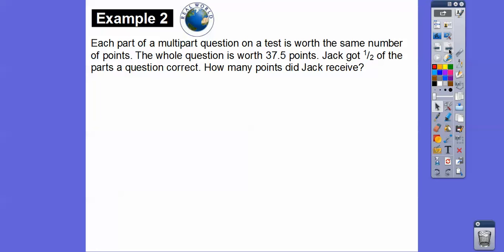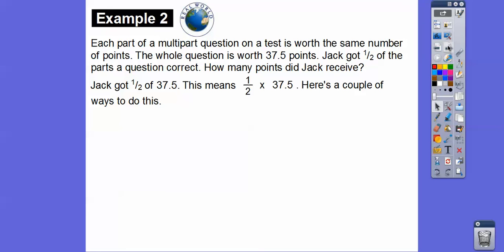So Jack got half of the parts of the questions correct, okay? So all of them are the same amount right there. So if he got half of 37.5, we're going to find out what is half of 37.5. So how many points did Jack receive on that? So he got half of the 37.5. So remember, of means multiply in math. So a half of 37.5 is the same as a half times 37.5.